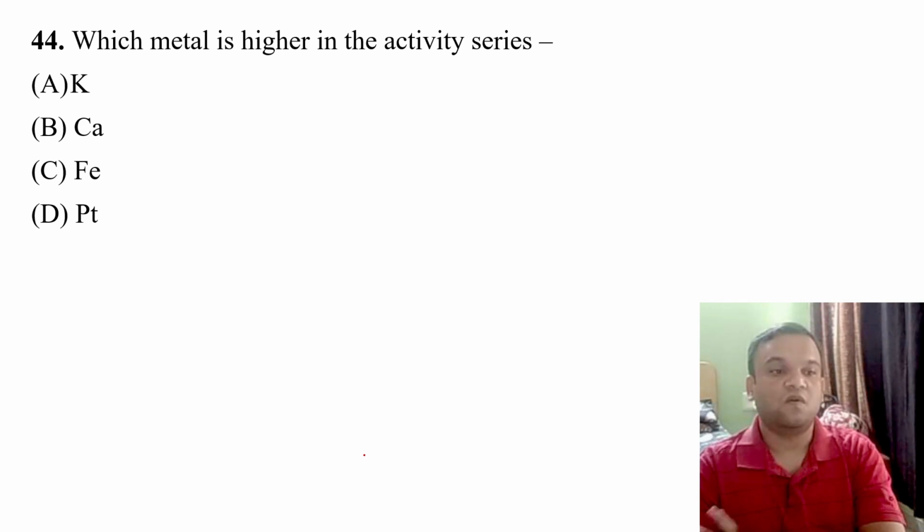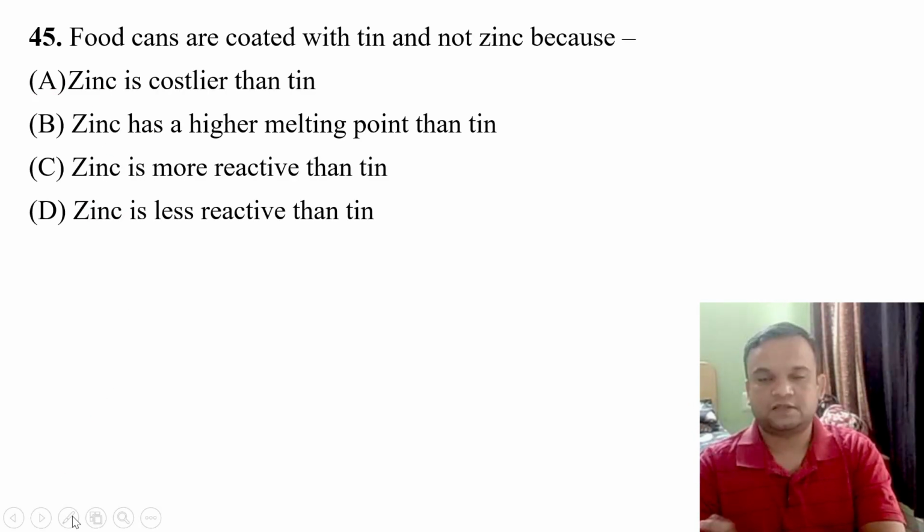Next question says, which metal is higher in activity series? Out of all these options of potassium, calcium, ferrous and platinum, potassium will be the answer for this particular question. Next question is, food cans are coated with tin and not with zinc because food should not react with any of the metals which are coated, and that is why zinc is not used, because zinc is more reactive than tin, and that is why this is the answer of this question.